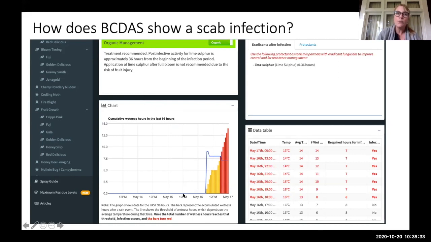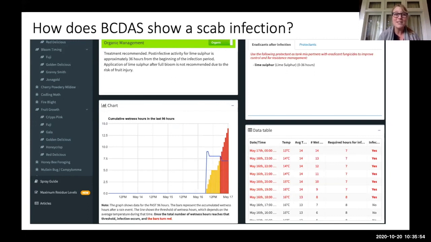So if you're in a hurry, and farmers we often are, especially when the rains come, you can take a quick peek at the chart to have an indicator in colored bars as to whether or not there's been an infection. So the yellow bars will build up towards an infection, and the red bars indicate to us very clearly that an infection period has occurred.